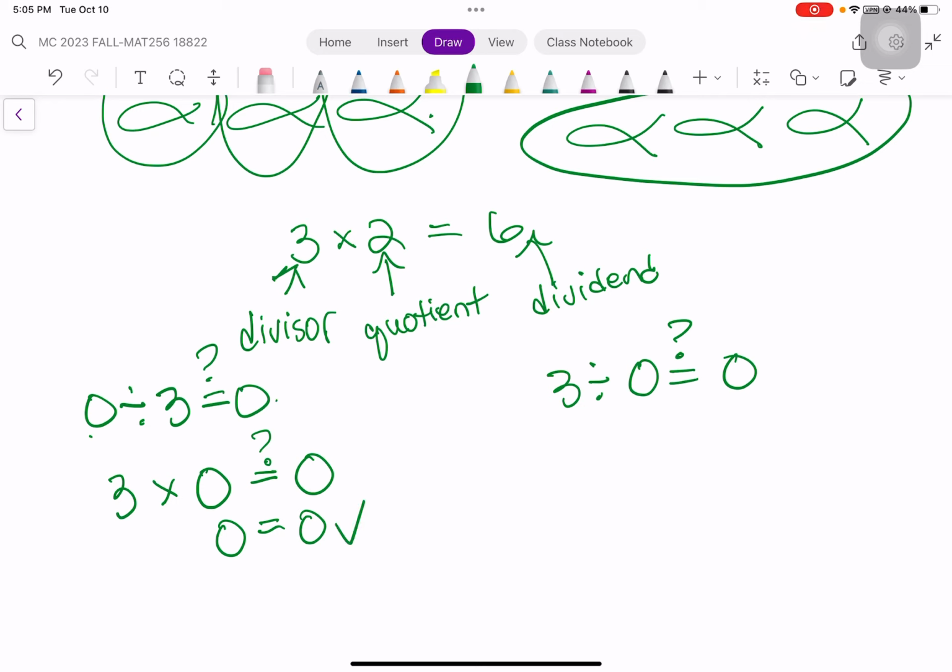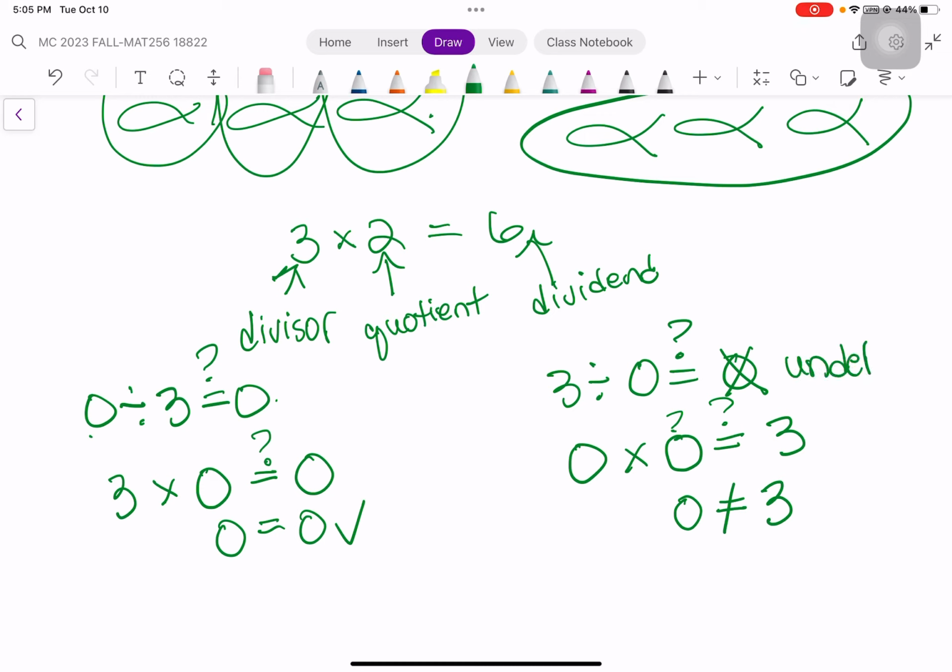But on this side, if we take our divisor, which is 0, and multiply it by our quotient, which is also 0, do we get our dividend of 3? Well, is 0 times 0 3? No, 0 times 0 is 0, and it does not equal 3. So this answer cannot be 0. And if you think about it, what number could we multiply by 0 to get an answer of 3? There is no number. No number exists that when multiplied by 0 gives us 3. So this value is undefined.